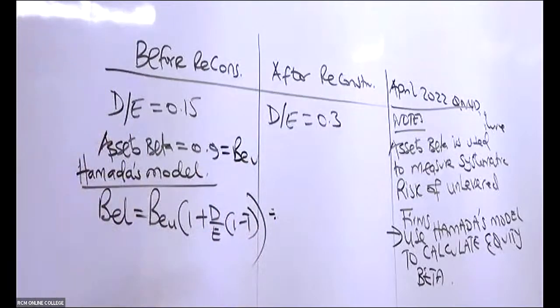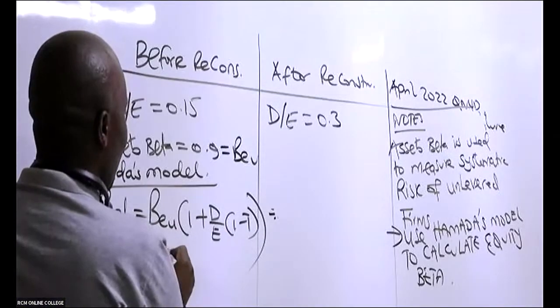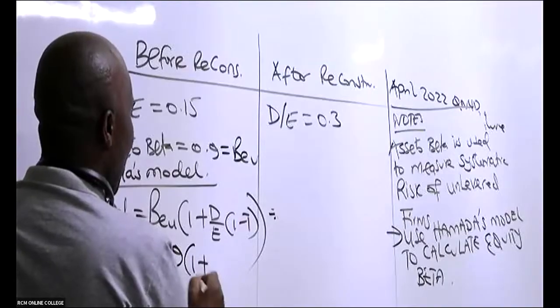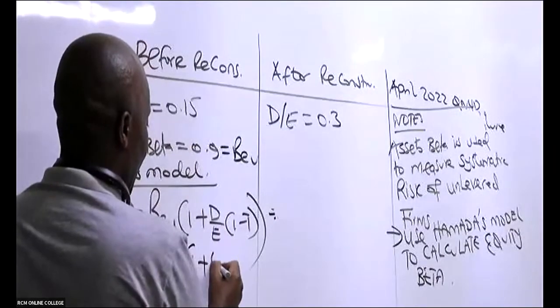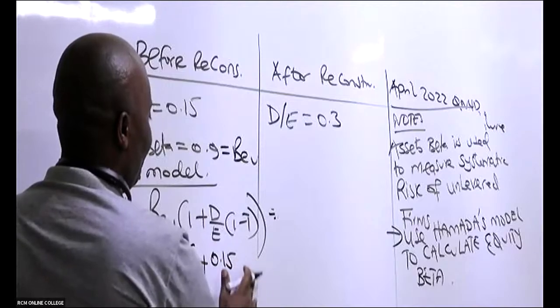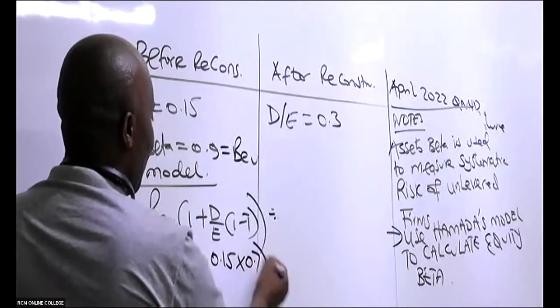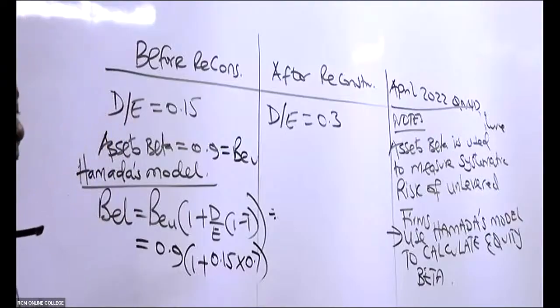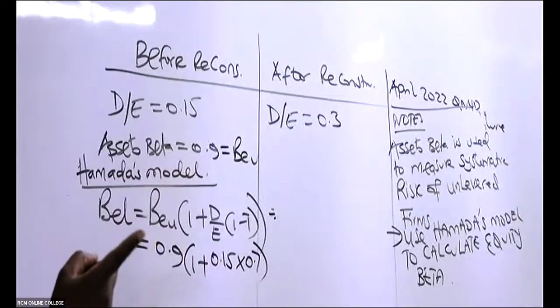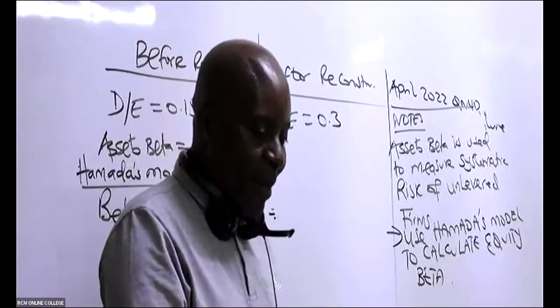Beta equity of unlevered. That means, ladies and gentlemen, that BEU is 0.9 into 1 plus debt over equity, which is 0.15, times 0.7. I'm 101% sure that there are some ninjas here who do not know where I got 0.7 from. Where did I get 0.7 from? 1 minus tax, because tax is given there as 30%.